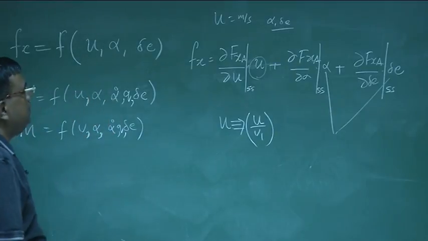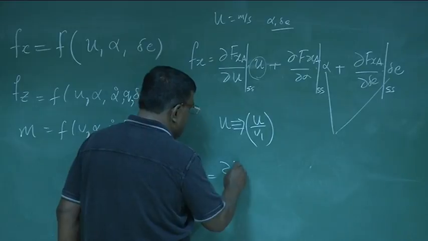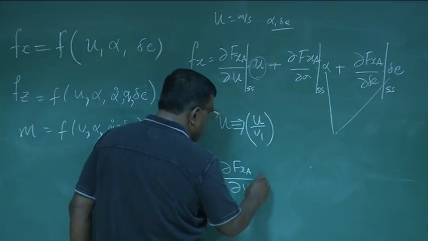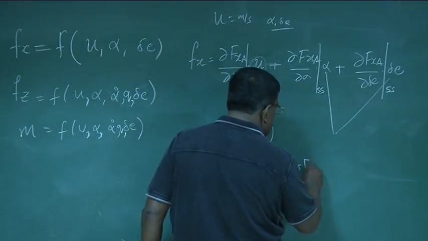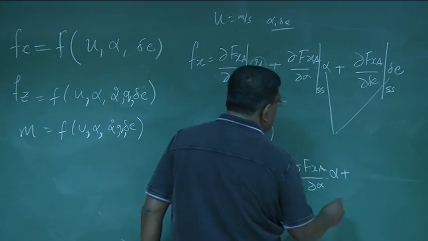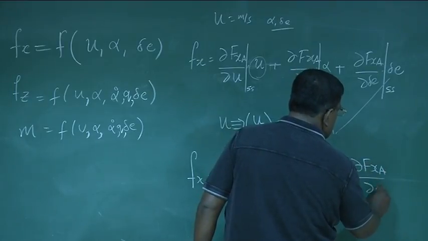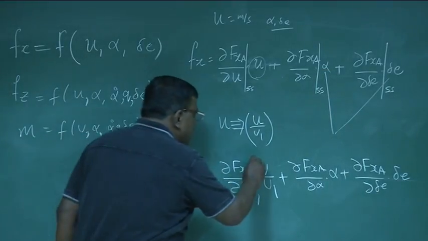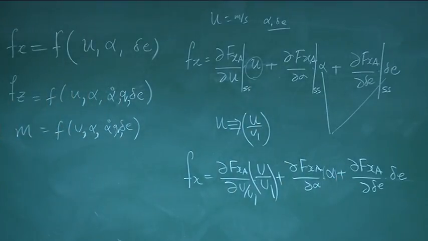And then you could see I could rewrite fx as dfxa, the change in aerodynamic force because of du by u1, into u by u1, plus dfxa by d alpha into alpha plus dfxa by d delta E into delta E. Now you could see that everything, alpha, delta E, u by u1, are all dimensionless.